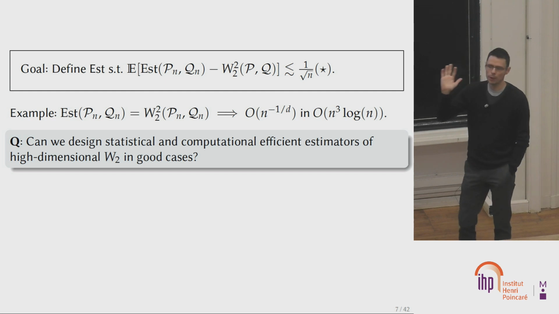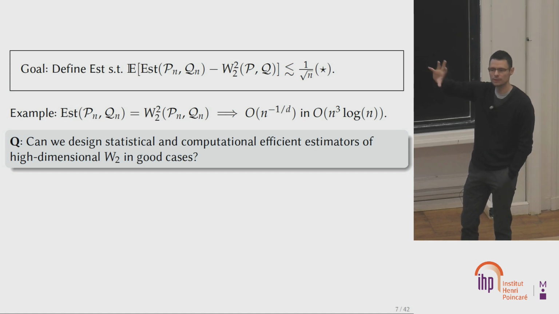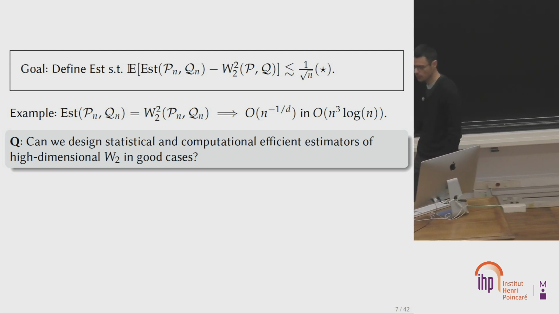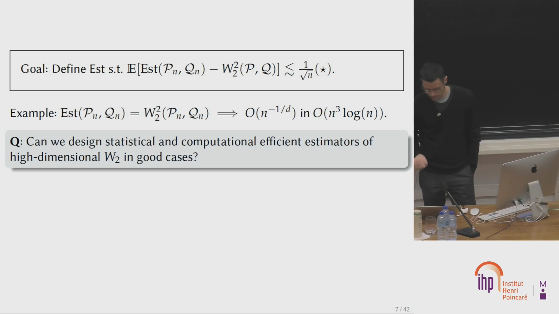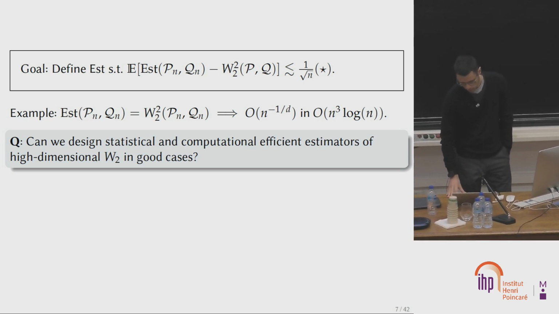Okay, so the first naive idea you can use is the following one. You take Pn and Qn, you compute the Wasserstein distance between Pn and Qn, and this is your estimate. This is computationally feasible because the cost is n cubed log n. But the problem is that the estimator is cursed by the dimension, and it behaves like 1 over n to the power 1 over d.